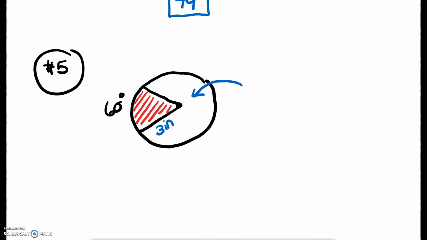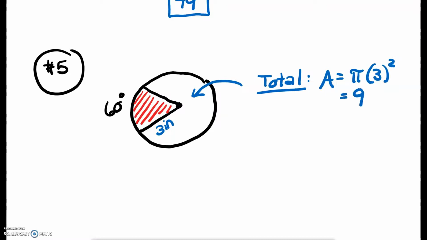So we need to calculate the area of the total circle. So let's go ahead and calculate the area of the total circle. The total circle has a radius of 3 inches. The area is pi times 3 inches squared. So the total circle has an area of 9 pi. But this arc right here, if this arc is 60 degrees, this arc here must be 300 degrees.